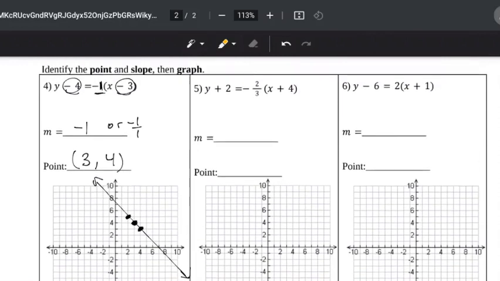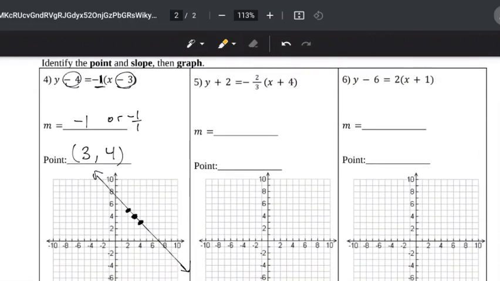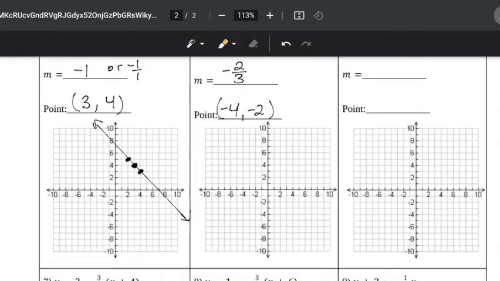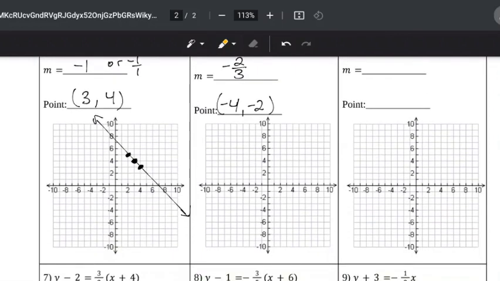All right, take a look at number 5. Our slope, negative 2/3. Our point, x1 is the opposite of positive 4, which is negative 4. The opposite of positive 2, which is negative 2. Let's go ahead and graph. Left 4, down 2.